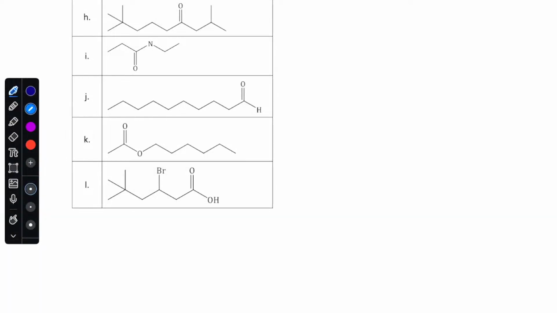Okay, a ketone has carbons on either side. So what we want to do is find the longest carbon chain that has the carbonyl group on it, which we can start from the left.